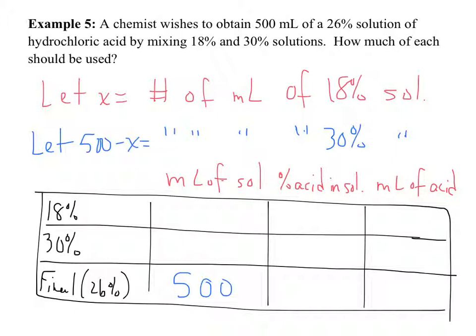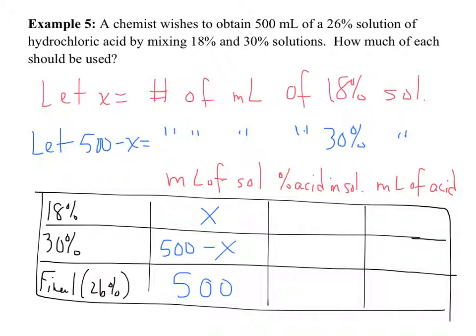Well, the 18% solution, how many milliliters would it end up using? Not 500 minus x. It's just x. The other one is, be careful there, this is x and this is 500 minus x. Again, if I use 200 milliliters of this solution, I take 500 minus 200 to give me 300 for this one. These two things have to sum up to give me this. The x's would cancel, making 500 equals 500, which makes sense. So vertically, those are going to add up.